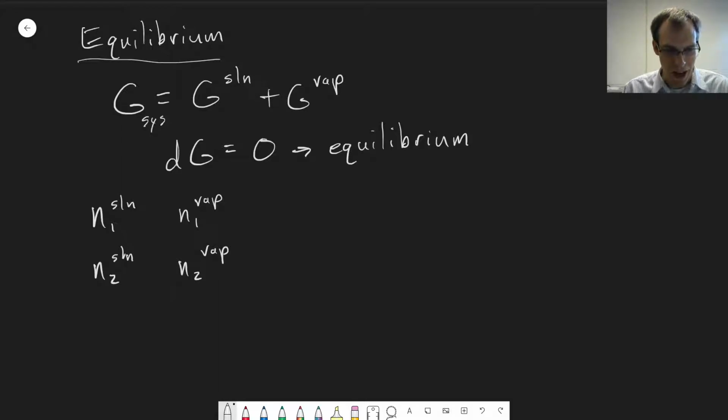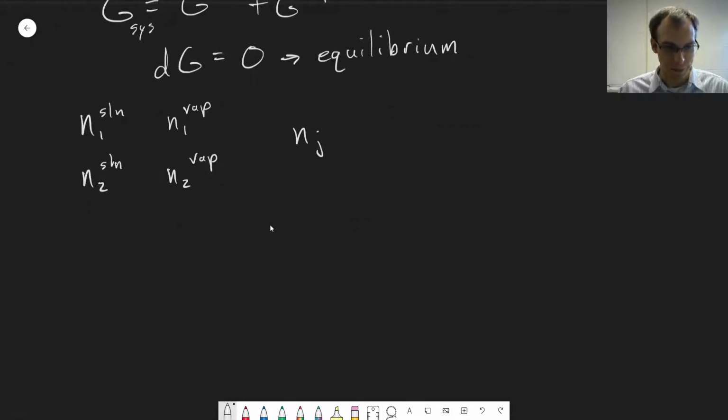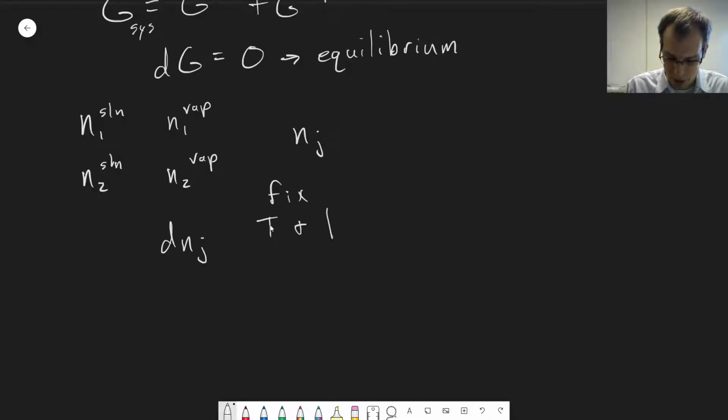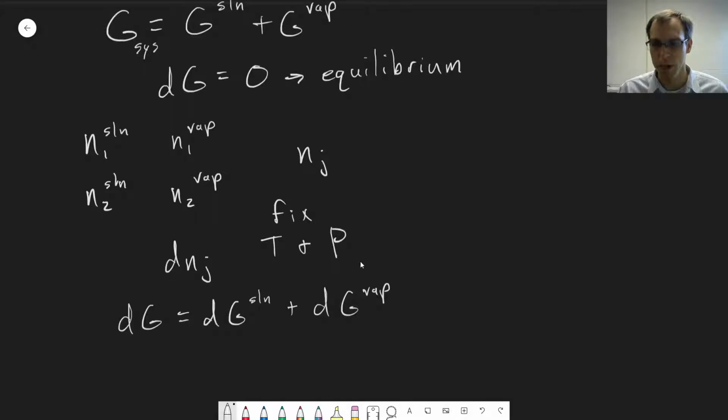To make this very general, we can just say any of these is an NJ, right? We have 4 different N's we have to keep track of, but we can keep track of them by calling them J. Now, if we're going to have a change in the number of moles in any of these phases, right, that's going to be some dNJ. There's some change in the number of moles. And we're going to fix temperature and pressure, right? We have constant temperature and pressure. That's the natural thing to do with the Gibbs energy. That's what tells us whether things are spontaneous or not. So we can say that dG overall for the system is whatever dG is for the solution plus whatever dG is for the vapor. Right, so this is just the differential form of this equation that we wrote up here.